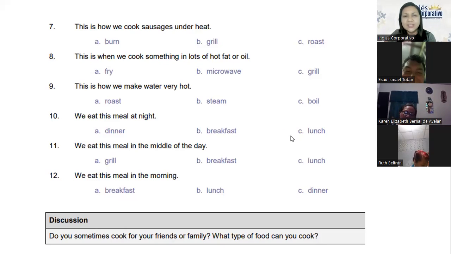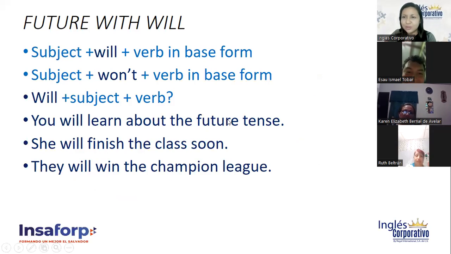Well, guys, let's continue with the topic today. That was just a review of the previous class. Now we have the future with will. It's very easy to use will because the structure is like that. Subject, will, and the verb. In the negative form, you can use will not or the contracted form, which is won't, plus the verb in the base form. And for questions, will goes at the beginning of the sentence: will, subject, and verb. Example.